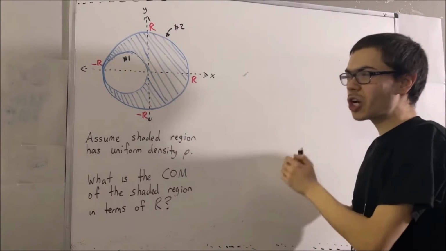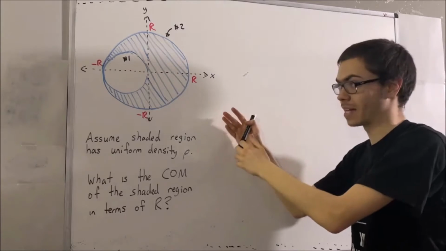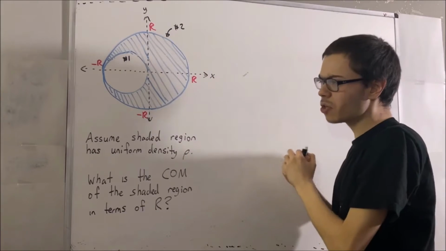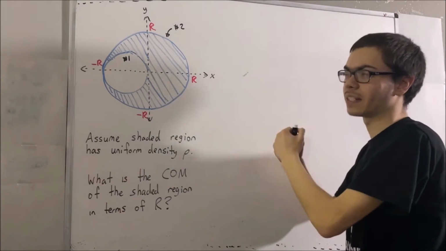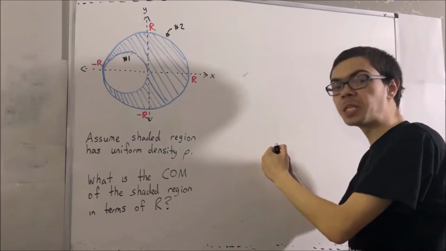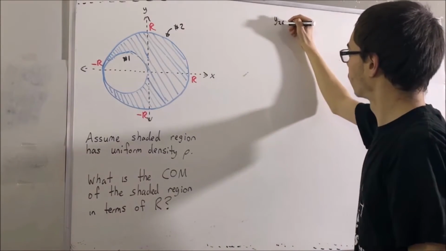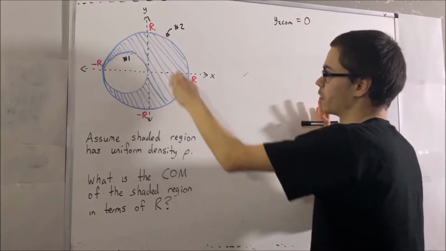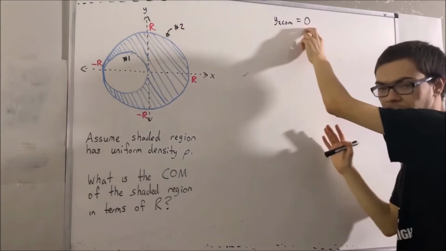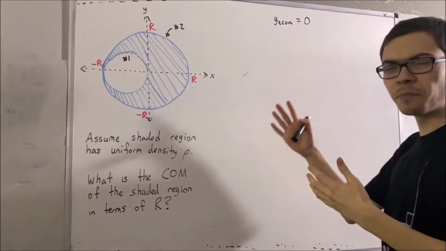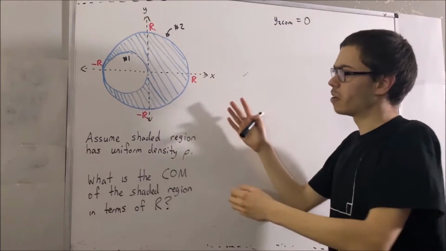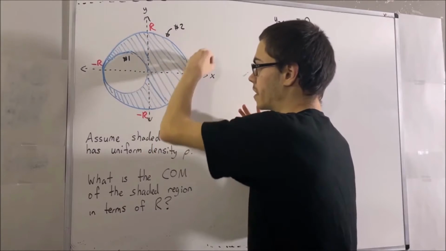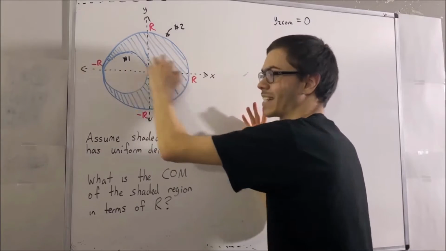Well, let's start out by finding the y center of mass of the shaded region. It turns out that the y center of mass of the shaded region is just 0. In other words, the y center of mass of region 2 is 0. And the reason why is because of symmetry, right? We know that the shaded region is symmetrical about the x-axis.